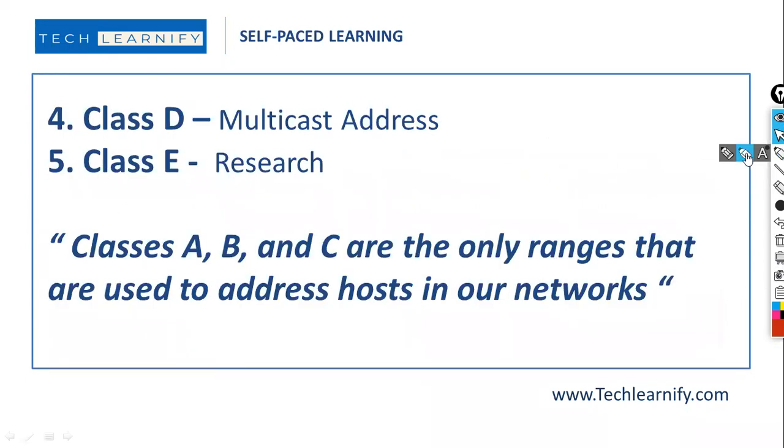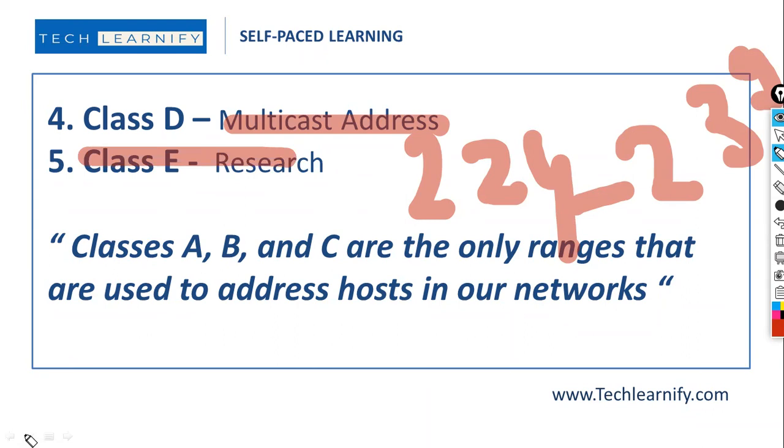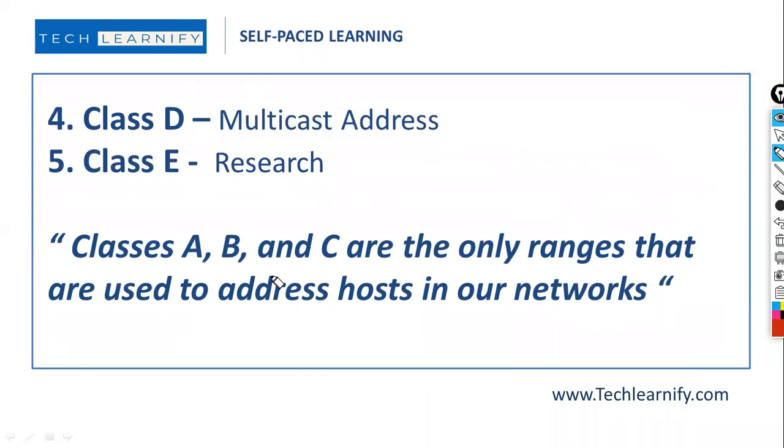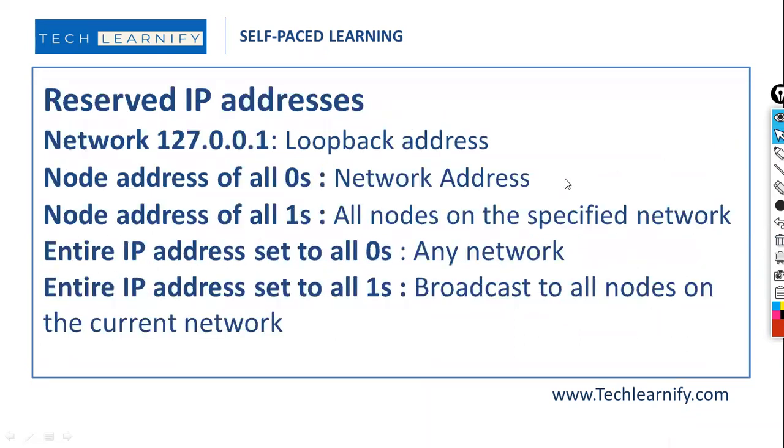Class D is multicast routing. The range starts from 224 to 239, and here there is no network ID and host ID in class D. Class E is for research purposes, not for use. So classes A, B, and C are the only ranges used to address hosts in our networks, meaning for unicast communication, unicast routing.